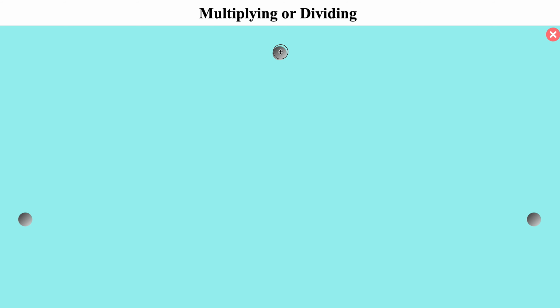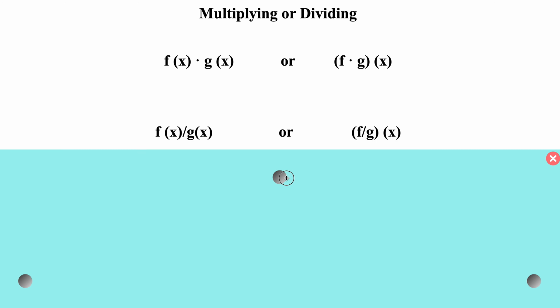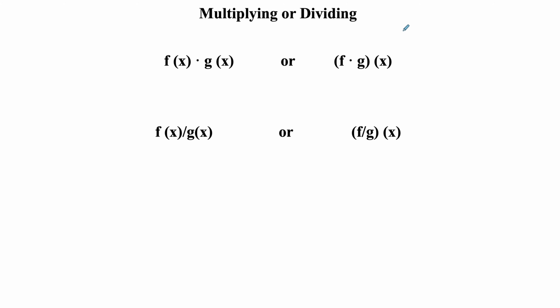Multiplying or dividing. Multiplying, f of x times g of x, or f times g of x, or f divided by g, or they might write it as a fraction, or f divided by g. So same kind of idea of the different ways you could write it. So let's take our same two functions. F of x equals x plus 3, and g of x equals x squared minus 7.